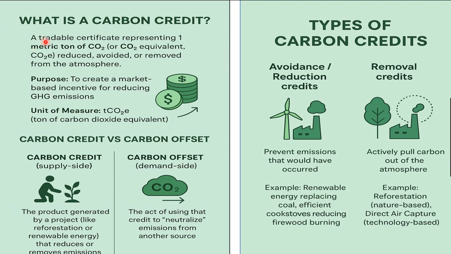So what is carbon credit? A carbon credit is a tradable certificate representing 1 metric ton of carbon dioxide. So that's the unit of one carbon credit, which you should remember. Now, 1 metric ton of carbon dioxide, what does it mean? It means that 1 metric ton of carbon dioxide was either reduced, or avoided, or removed from the atmosphere, right? And there's always a purpose behind the existence of anything, right?